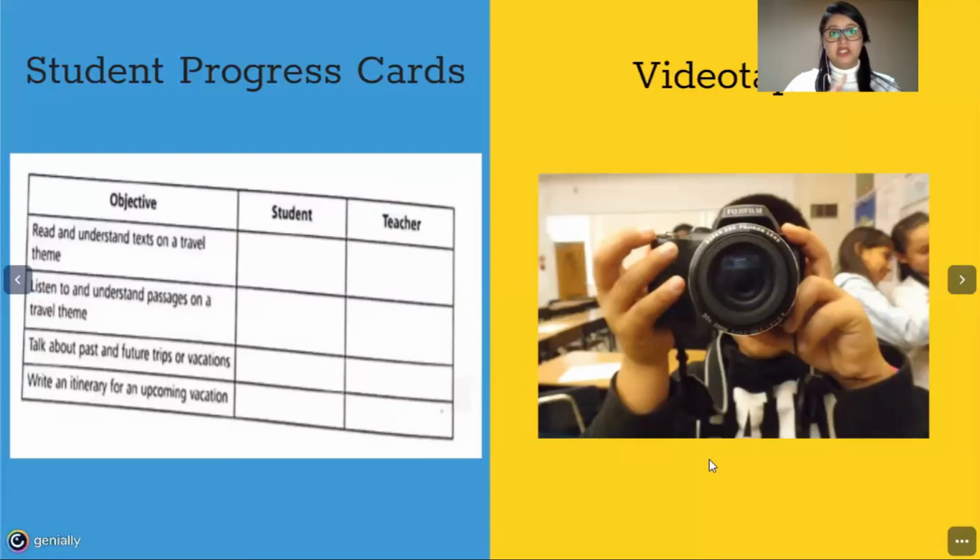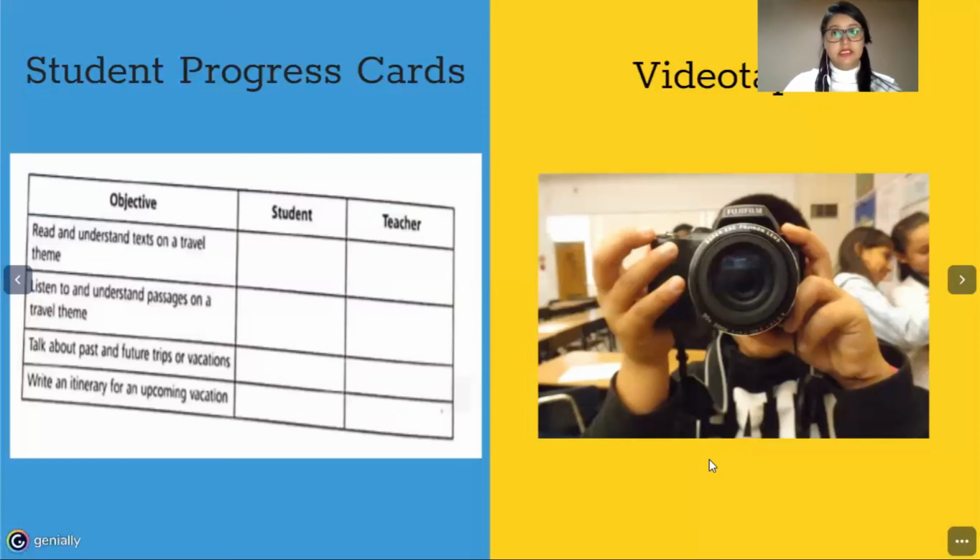This could be done between the teacher and the student or just by the student. So what students have to do when completing this type of progress card is that they read the goals and they check on those that they are sure they're performing successfully. And if the teacher is included in the process, he or she has to come here and check on the goals students have mastered. Okay?